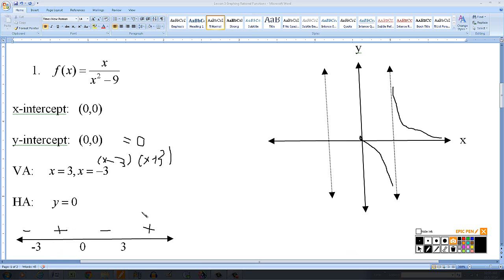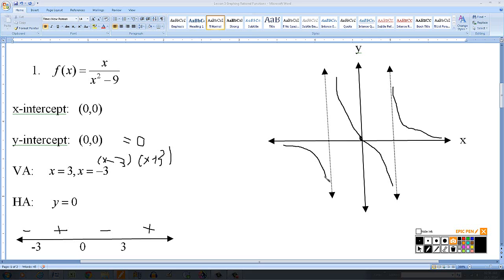Between negative 3 and 0, I have a plus, so it's going to go back up. So here it's going to go something like that, approaching the vertical. To the left of negative 3, it's negative, so it's going to be below. So again, I have a horizontal and a vertical, so I draw the graph so it approaches both. So you get something that looks like that.